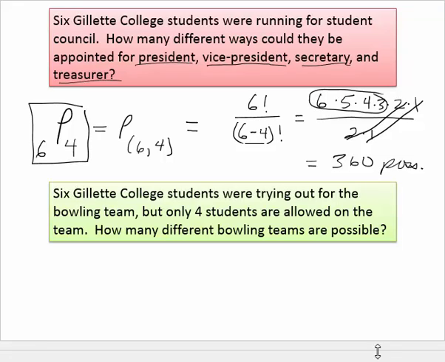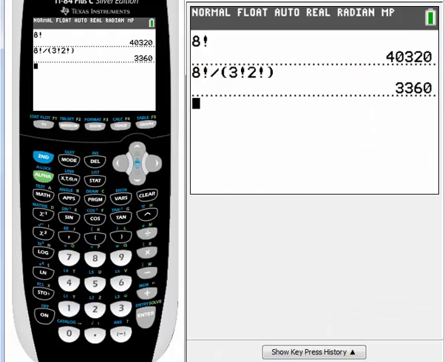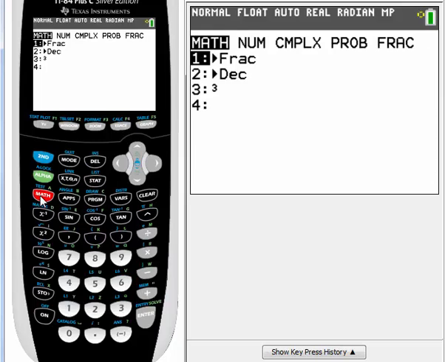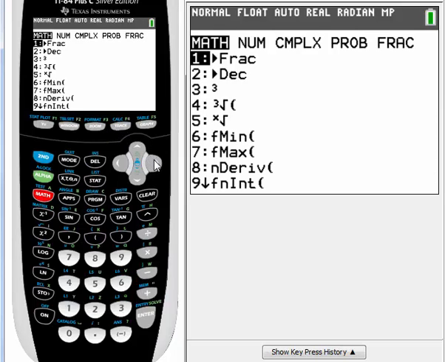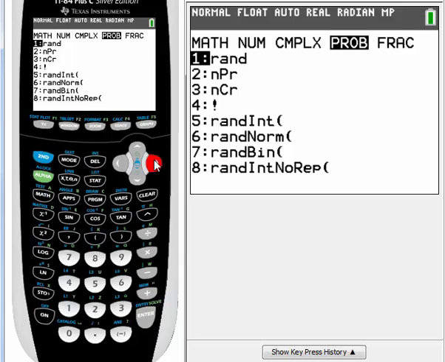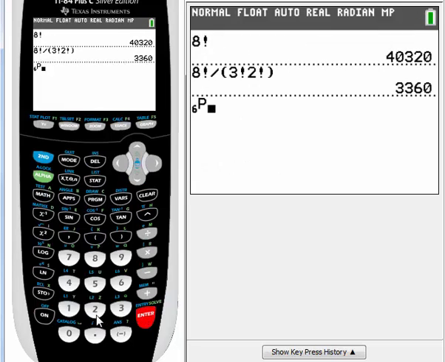Now let's find out if I did my math right there. I'm going to grab my graphing calculator and I'm going to go 6 and then math, and then I'm going to cursor over to probability and down to option 2 because we want permutations, and then I need a 2. So there we go. 6P2 is 30. So what did I do wrong? Oh wait, it was 6P4. I didn't do anything wrong. I put it into my calculator wrong.